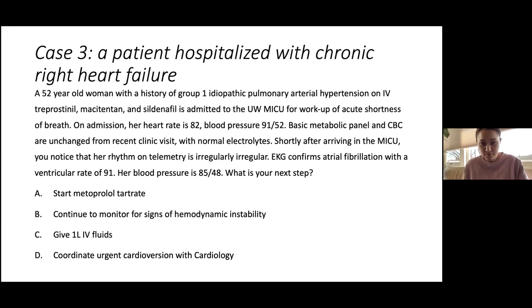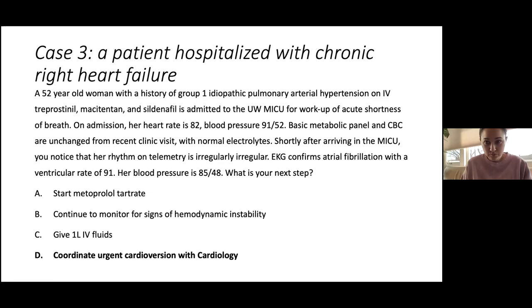All righty. Yeah, so we've got a great spread of answer choices here, with most people selecting answer choices B or D. So let's talk about it. In my opinion, the best answer choice here is answer choice D, to coordinate urgent cardioversion with cardiology. But let's talk through all the choices.